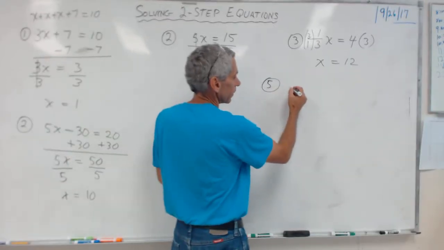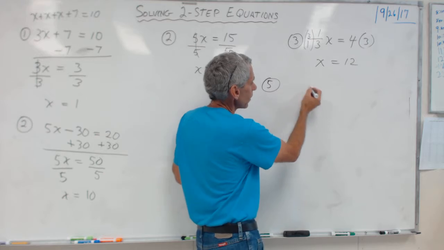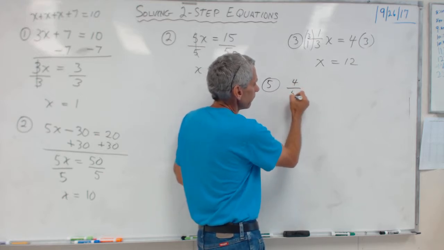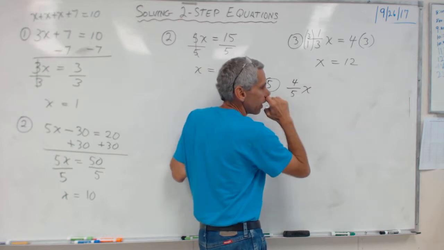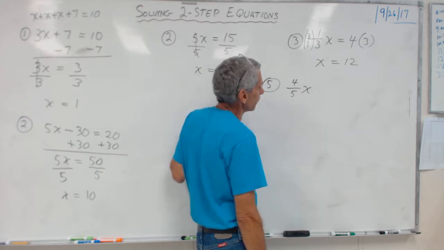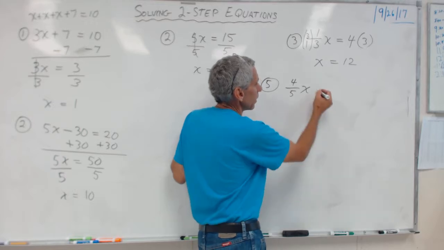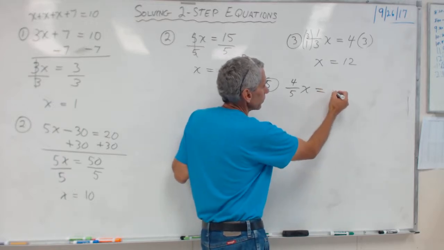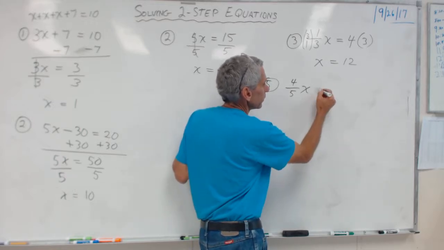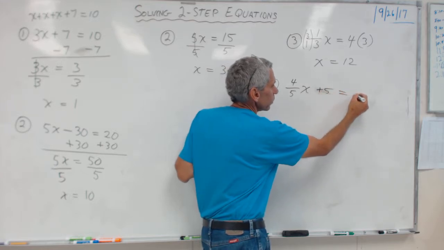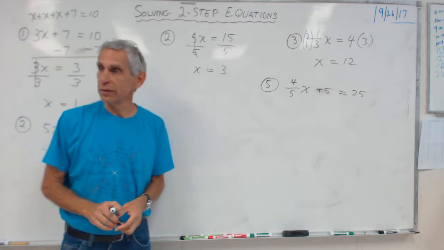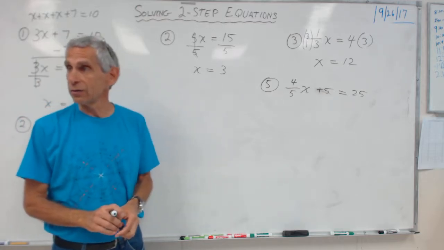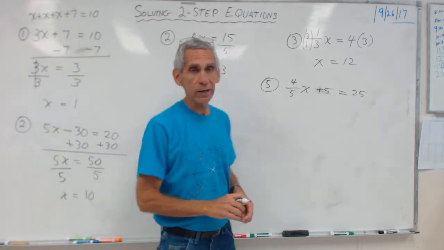What about this? Let's say I gave you 4/5 x plus 5 equals 25. Let me just think for a second. All right, so that's definitely a 2-step. It could be a 3-step, depending on how you solve it, right? So what would I do first?